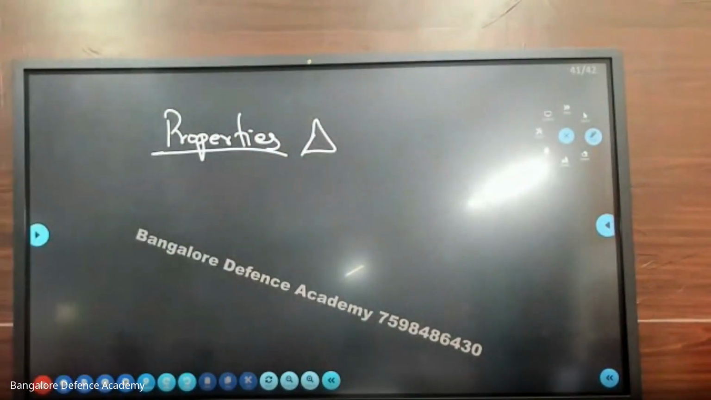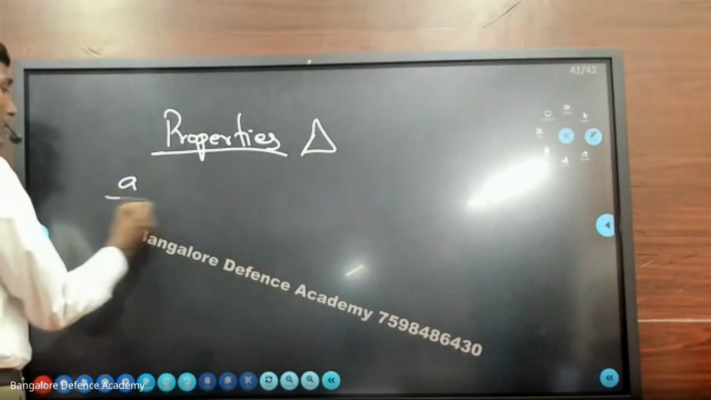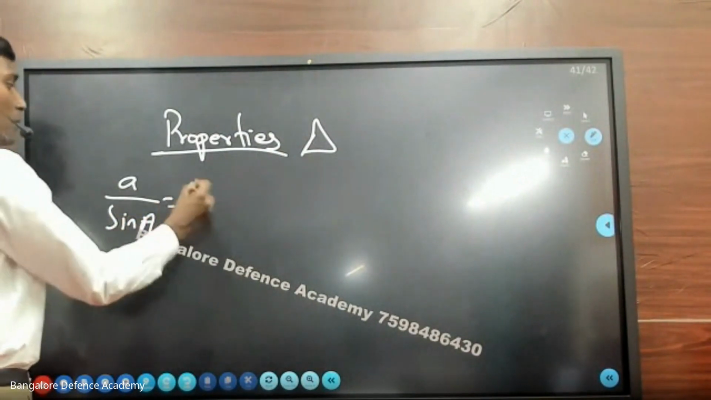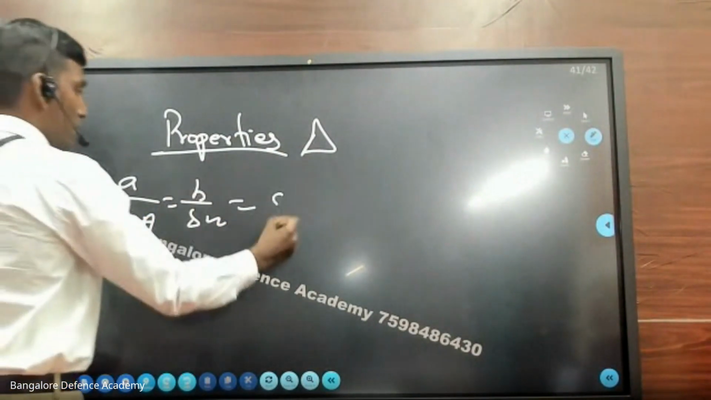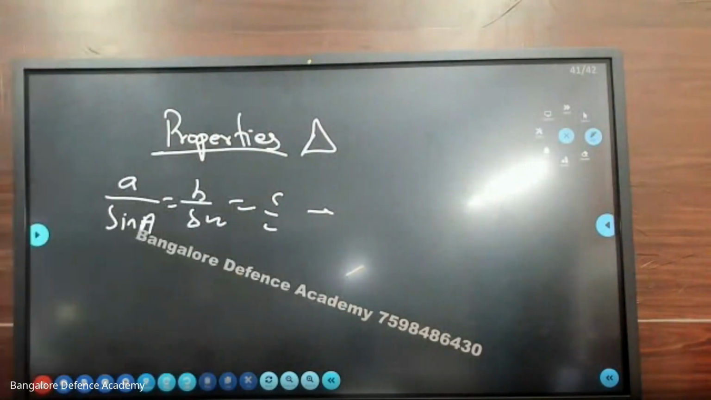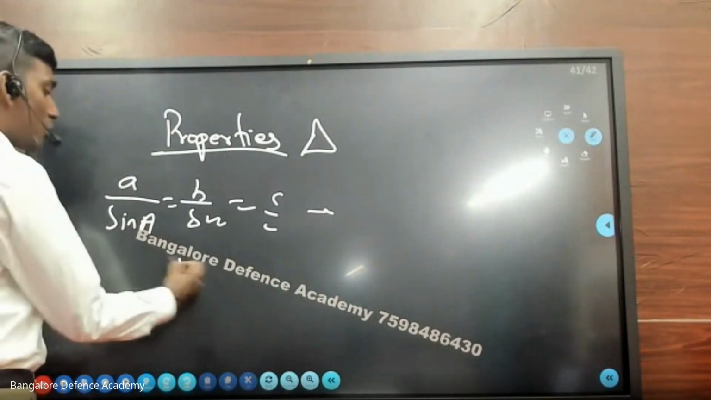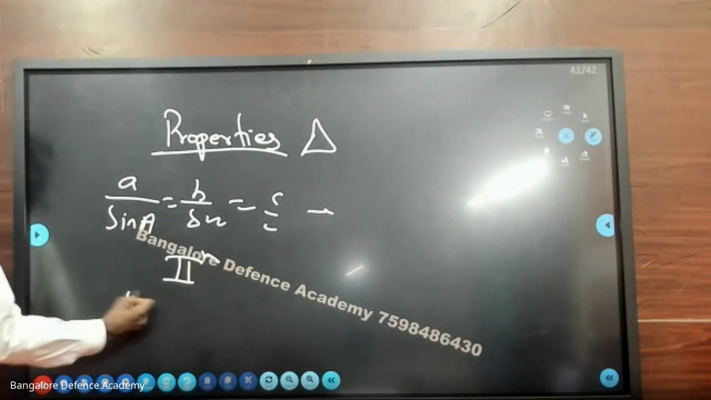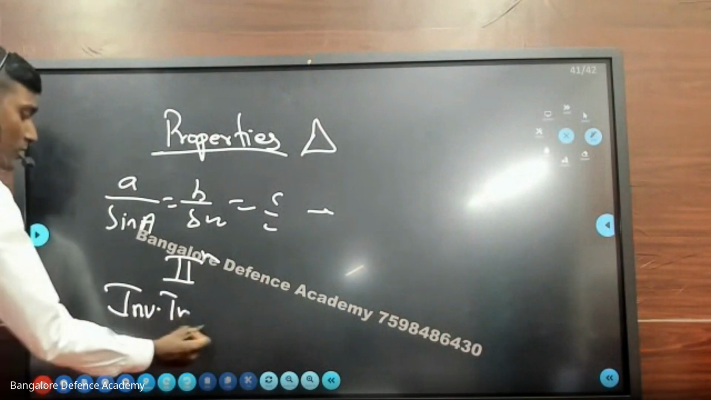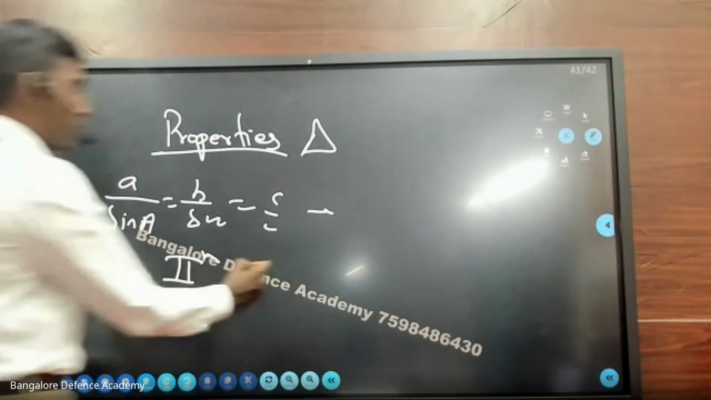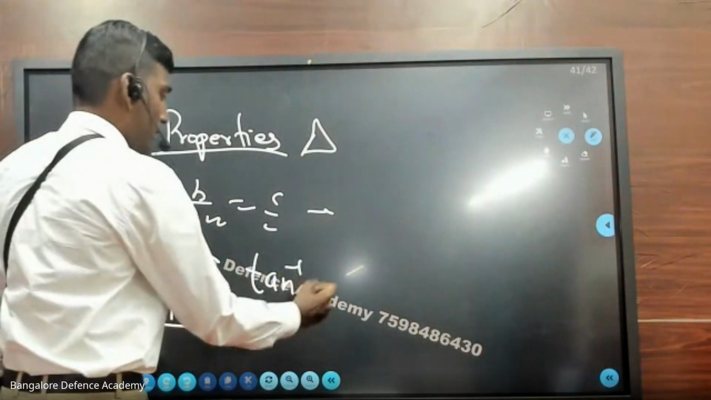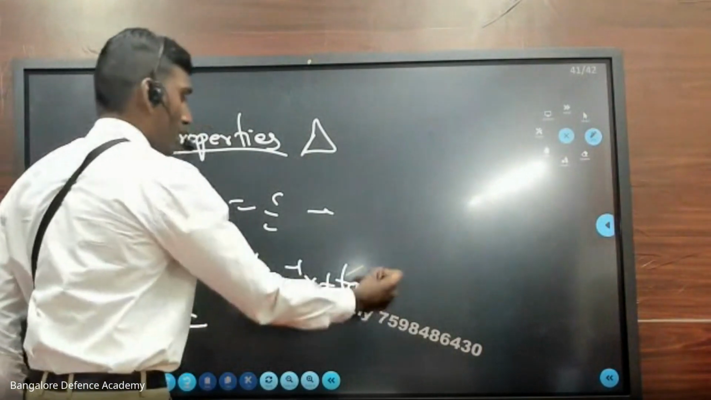Then you have one more chapter. You have like this: a by sin A, b by sin B, c by sin C, constant. Then from here, another section begins. If you understand trigonometry, then only in 12th standard or second PUC will you understand inverse trigonometry. You will have questions like this: tan inverse x plus tan inverse y.